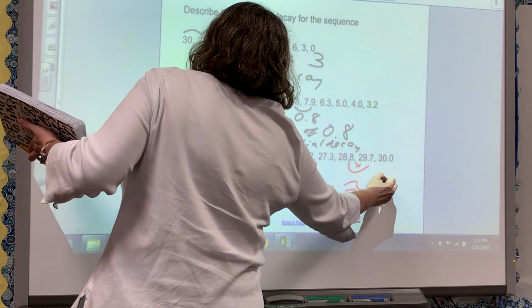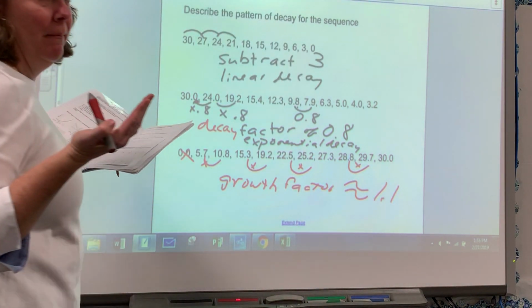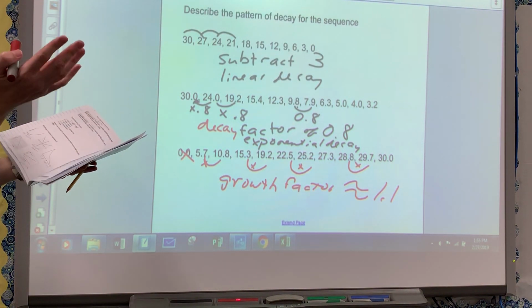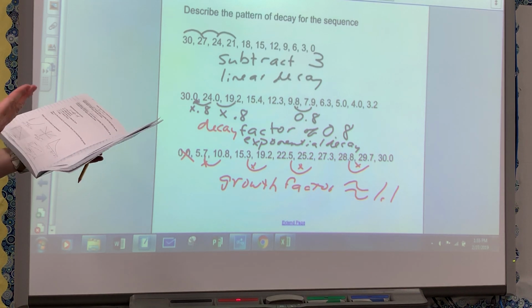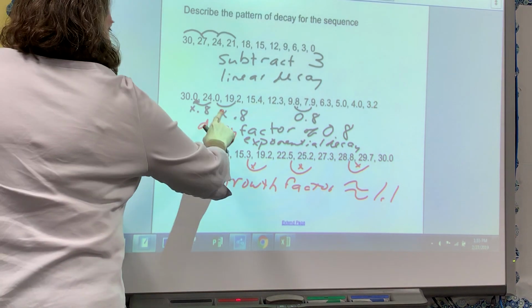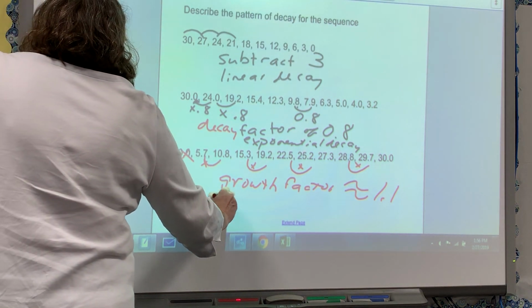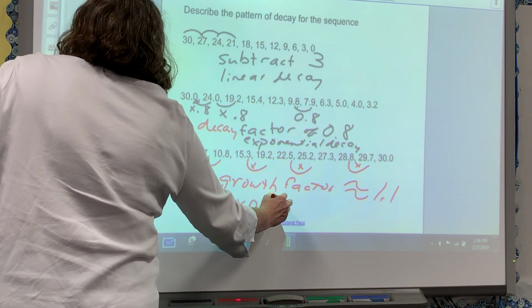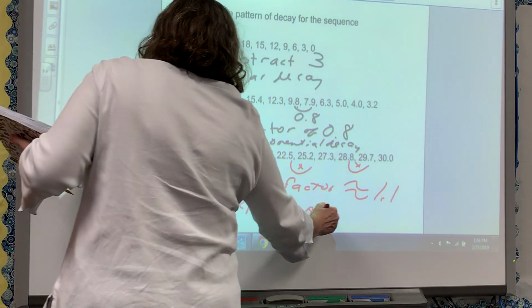Of approximately whatever you guys said. If I had done every single one of them and then added them all together and then divided by how many, I'd be a little bit more accurate, but it doesn't really matter. And then what kind of function is it? Exponential what? Growth.